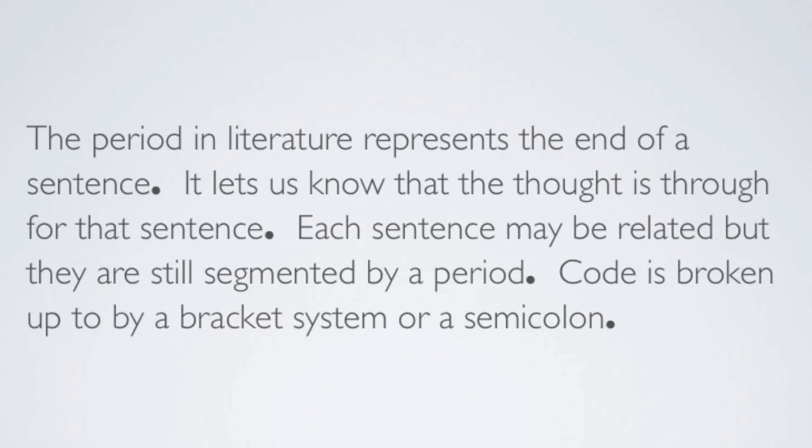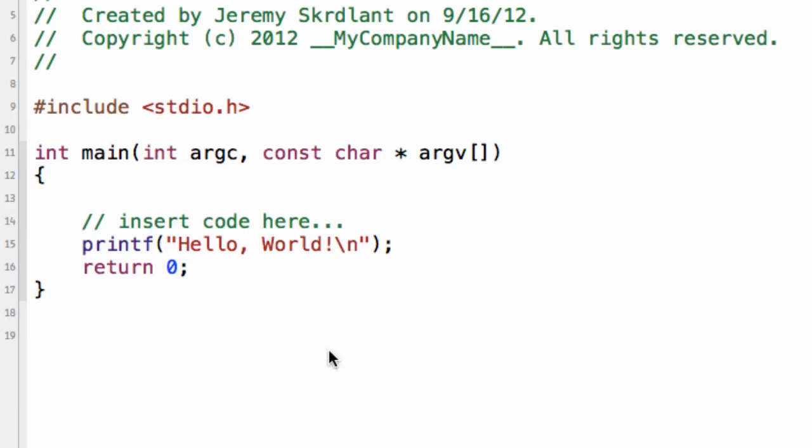So let's take a look at some of the code. If we open up a new project, we can see printf hello world has a semicolon at the end. That's because there's no bracket to say it's part of that. You also notice return has a semicolon because that's one line of code. So it's like one sentence in a paragraph.